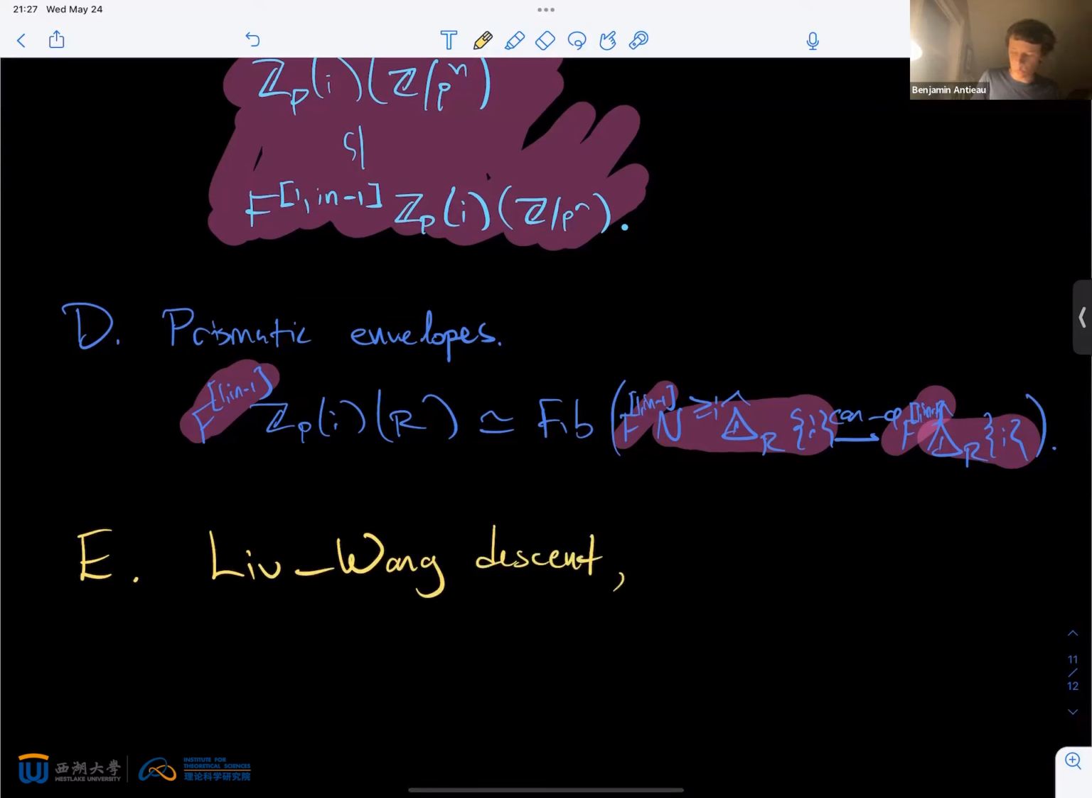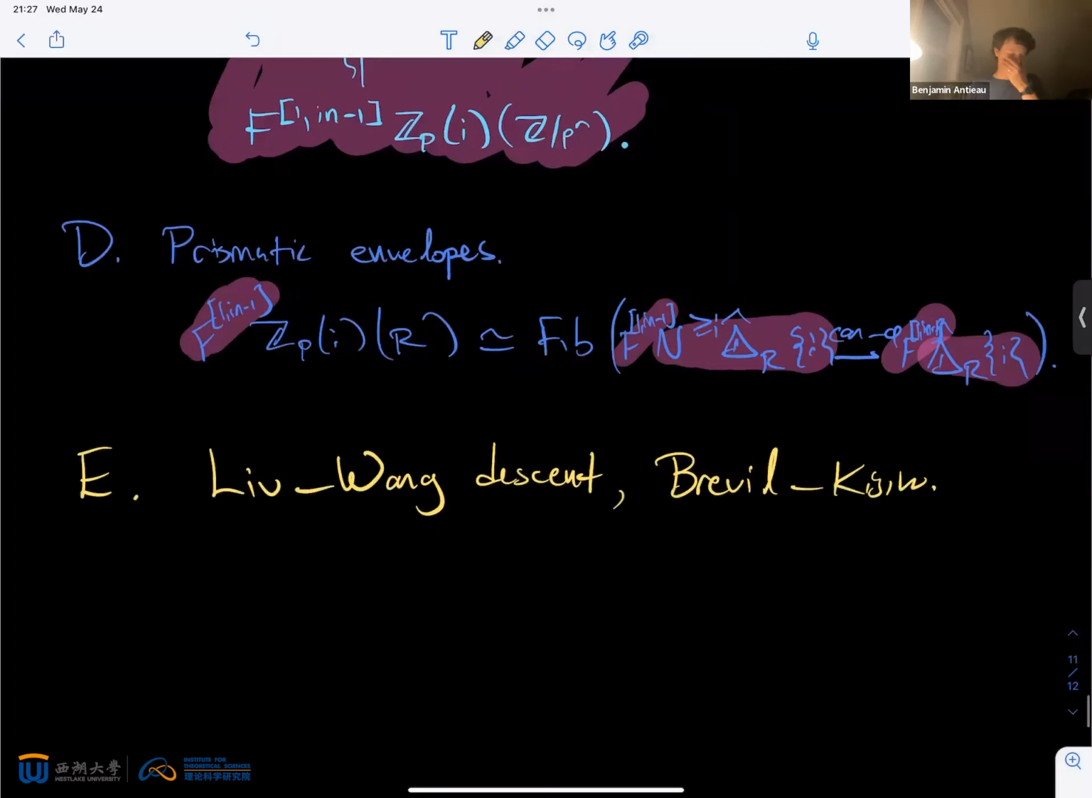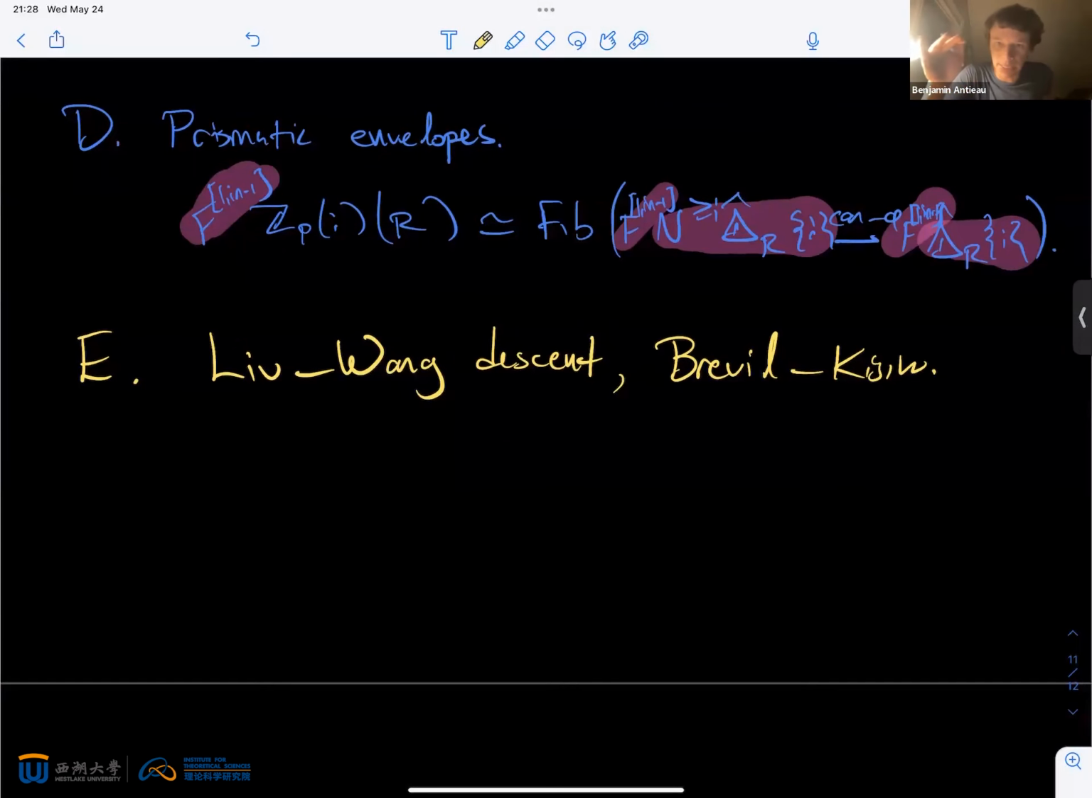Although perhaps one might also call it Breuil-Kissin descent, but I'm not sure there's a standard name for this. And this is really the key idea that makes everything work. I've told you we have to compute some prismatic cohomology, and you might reasonably ask, how are we going to do that? There's no real general way of doing that, at least at the level of granularity that we're going to need in order to make some actual calculations.